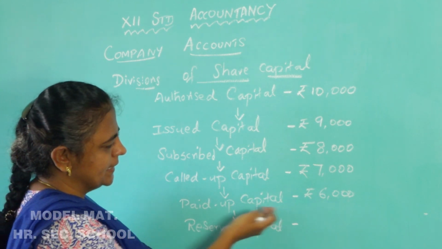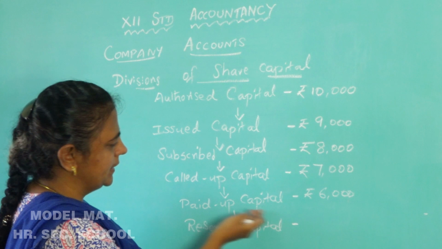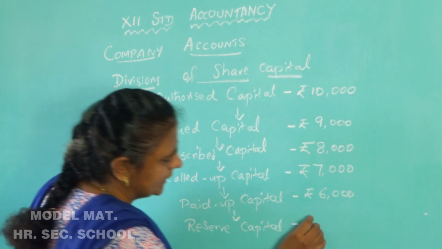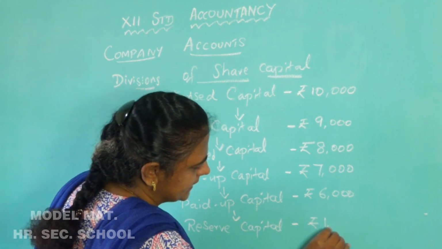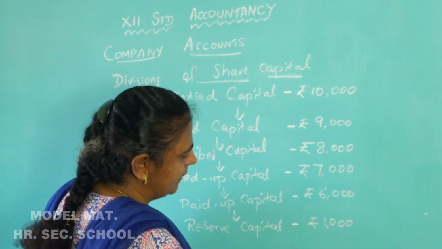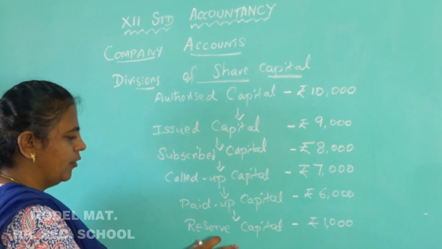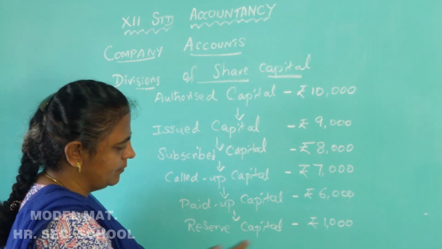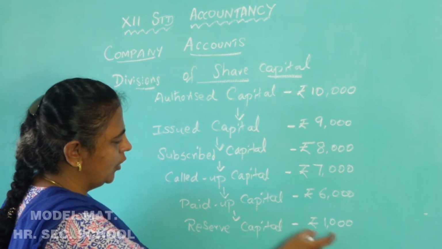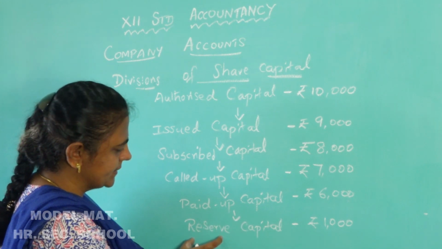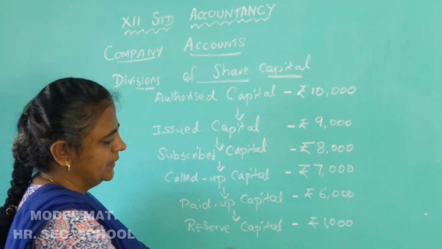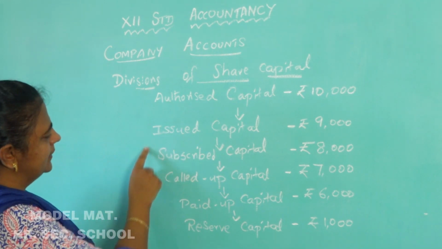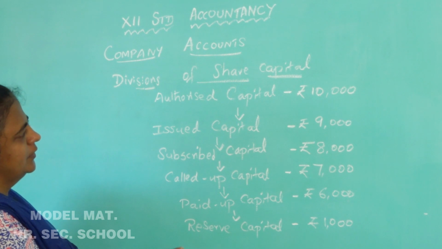Now you will see in this example, 6,000 rupees is paid up by the shareholders. Out of these 6,000 rupees, the company may take and keep rupees 1,000, just an example I am giving, as a reserve capital. For what? To use it at the time of winding up. This will be called only at the time of winding up. A portion of the paid up capital taken and kept as a reserve by the company is called reserve capital. So, these are the different divisions of share capital.